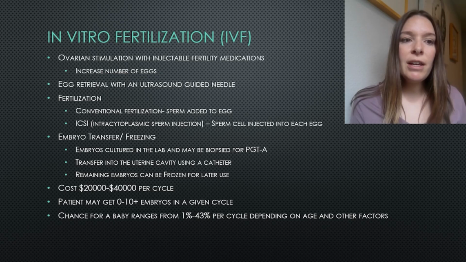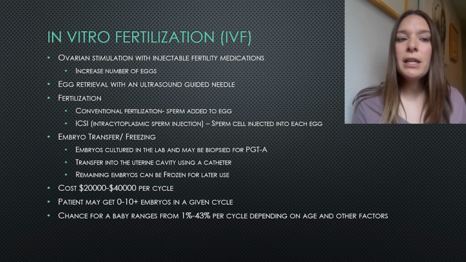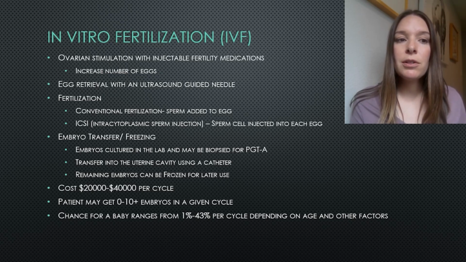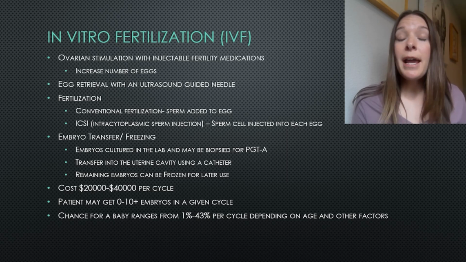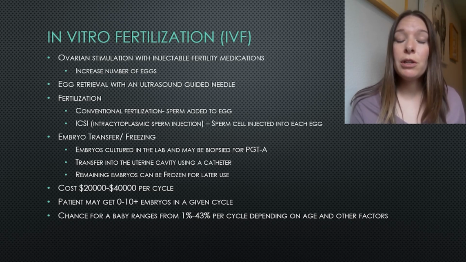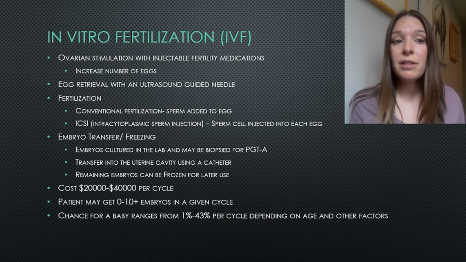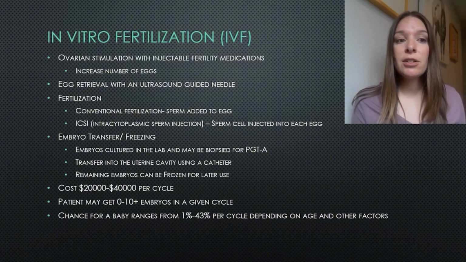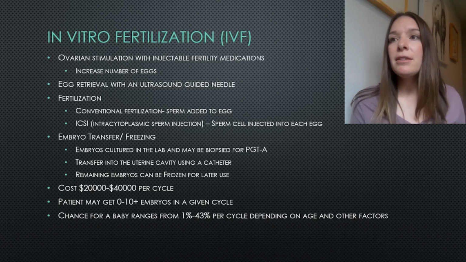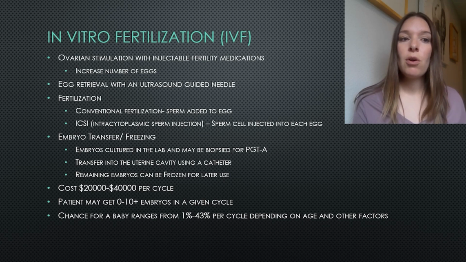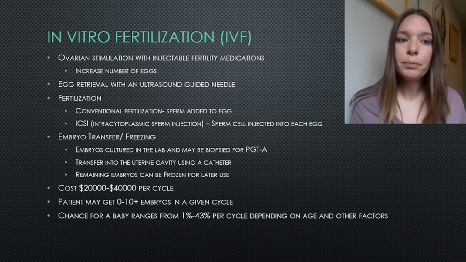The cost of an IVF cycle and a transfer is usually around $20,000 to $40,000 per cycle, so it is very costly. Many patients are not able to create an embryo, or a chromosomally normal embryo, on their first IVF cycle. So patients might get anywhere from 0 blastocysts or 0 embryos ready for transfer to 10 plus. 10 plus is incredibly rare. It is not uncommon to get 0, 1, or 2 embryos out of this whole costly IVF cycle.